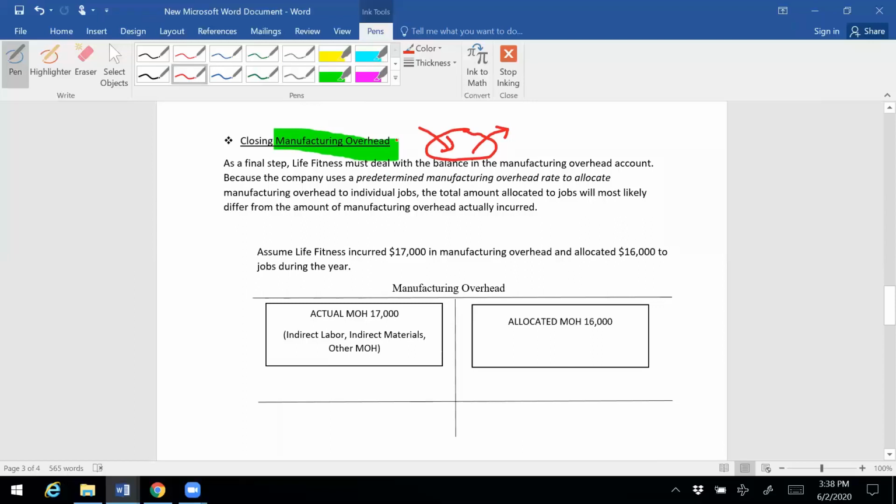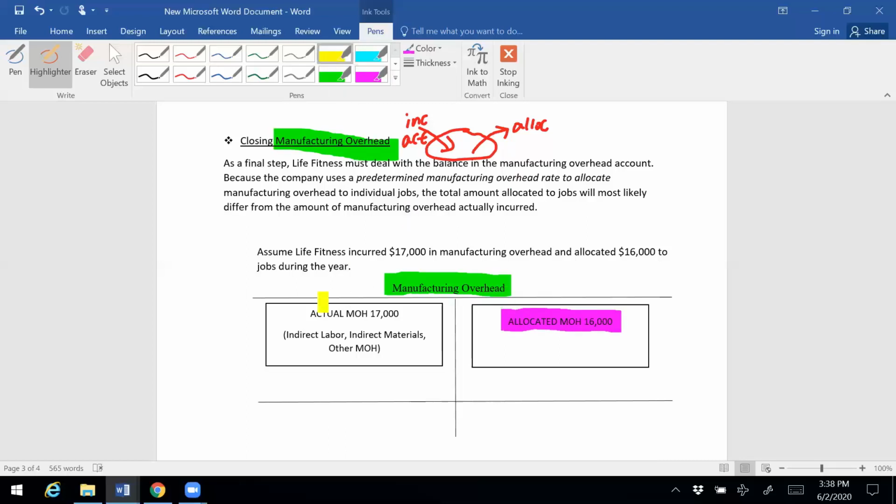When it incurs, that is your actual manufacturing overhead. When you allocate, you have this allocated manufacturing overhead. So you have to know 2 things. Your manufacturing overhead is an account. If you have an account, you will have a T account, right? Left side is debit, right side is credit. Your allocation is always on the right side.